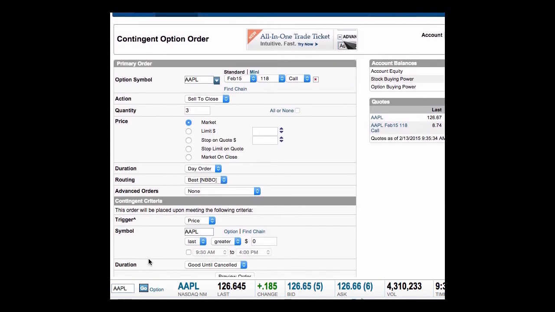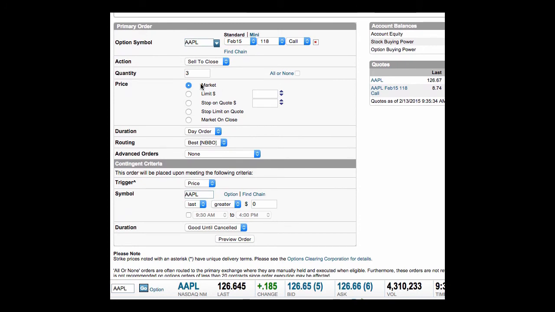I'm going to scroll down a little bit here so you can see this. Now, close it at the market, but only if Apple is greater than 127.99. So it's got to hit 128. And I want to do that between now and 3:30. Because if it doesn't happen by 3:30, then I got to think about other exit strategies for the last half hour of the day. So I'm going to go ahead and preview this order.